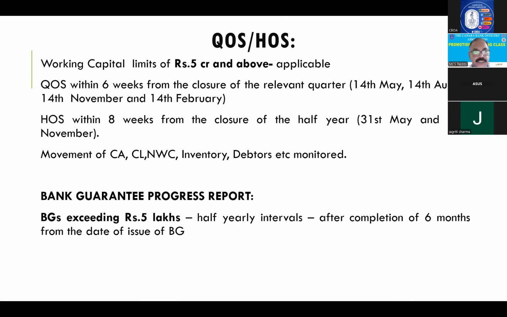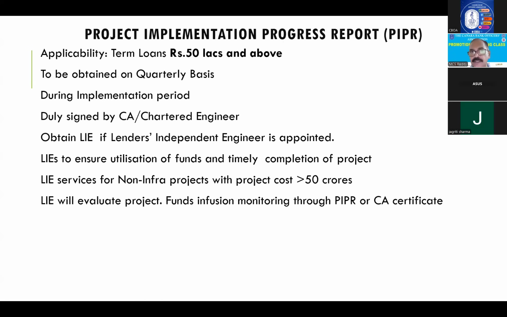QoS and HOS I have discussed. BG report, 5 lakhs and above, they have to submit half yearly. And PIPR, I told you, project implementation progress report, it is applicable for term loans of 50 lakhs and above, to be obtained on a quarterly basis during implementation, during construction of the project. If it is a term loan for industry purpose, during the construction period, they will submit this PIPR quarterly.